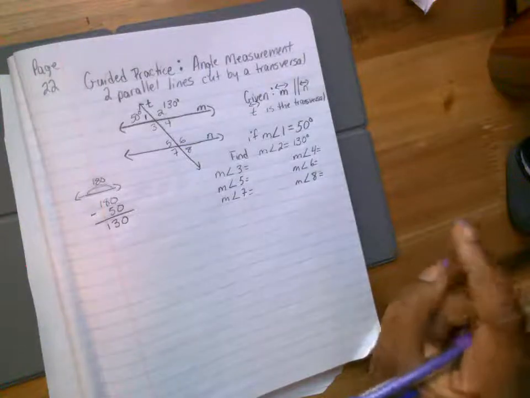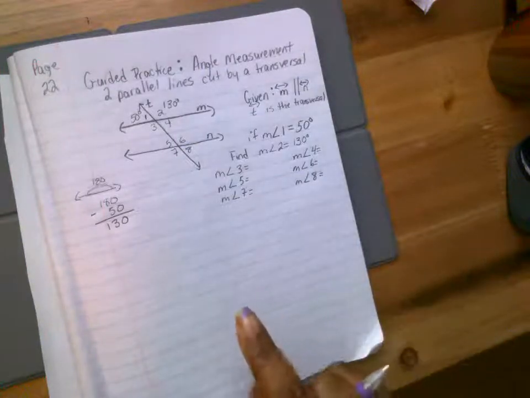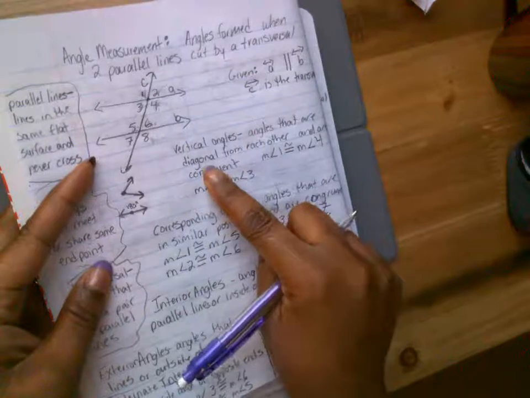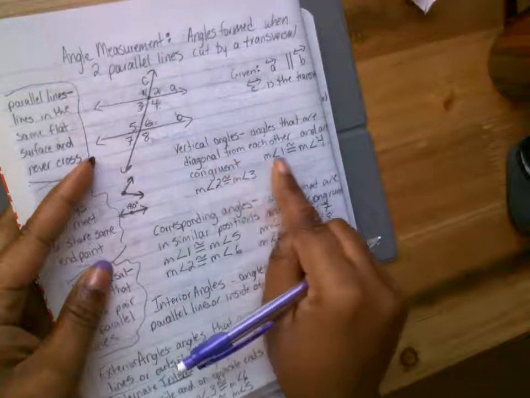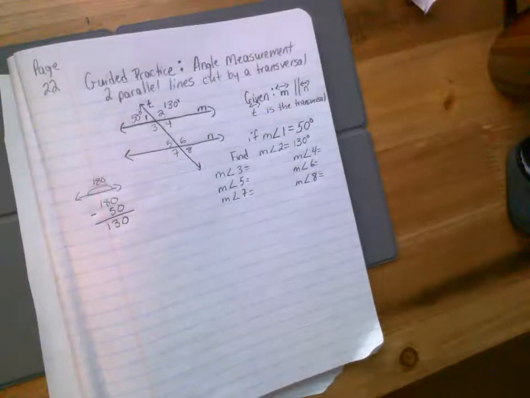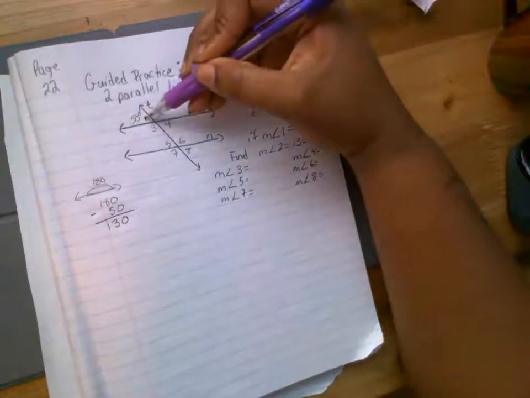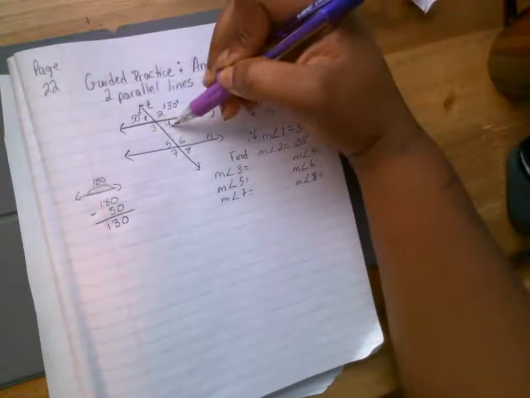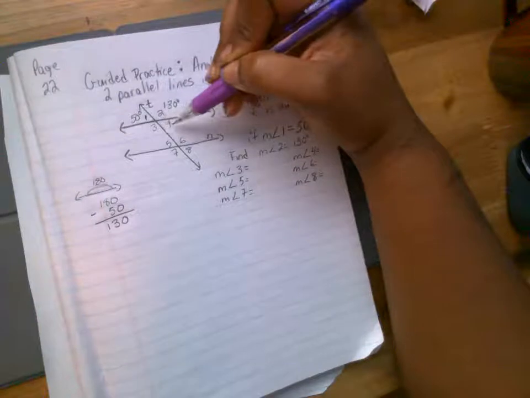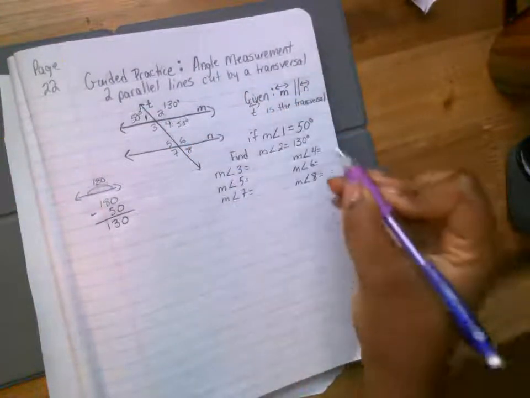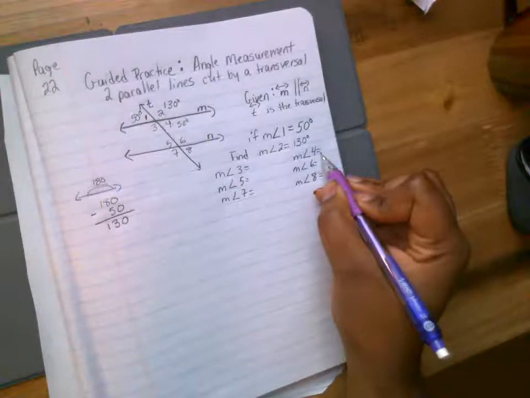Okay. So now we have the other angles that we have to find. Remember, going back and using some of our definitions, vertical angles are angles that are diagonal from each other, and they are also congruent. Okay, so let's look and see if we have vertical angles, and we do. 1 is vertical to 4. So that means whatever 1 is, so is 4. So since 1 is 50 degrees, 4 is also 50 degrees. Any questions about how we found the measurement of angle 4?